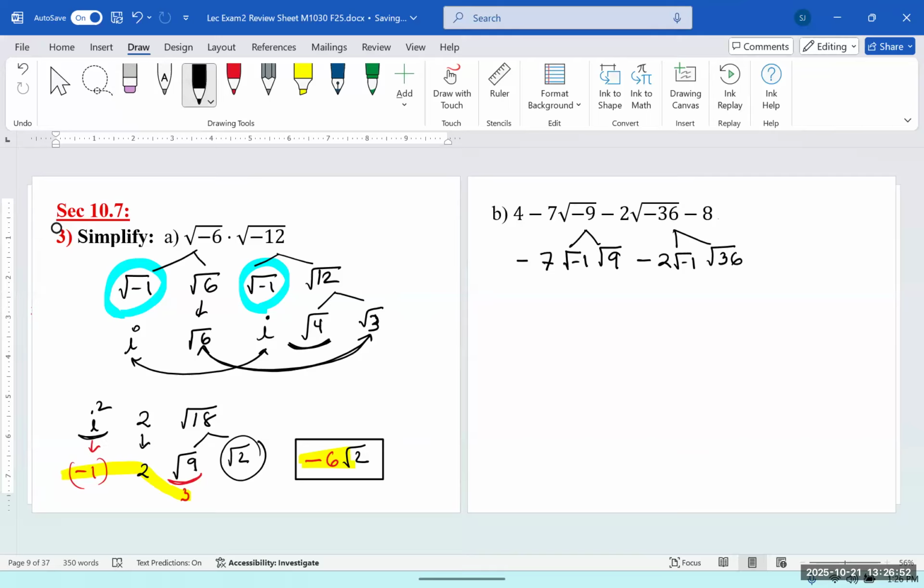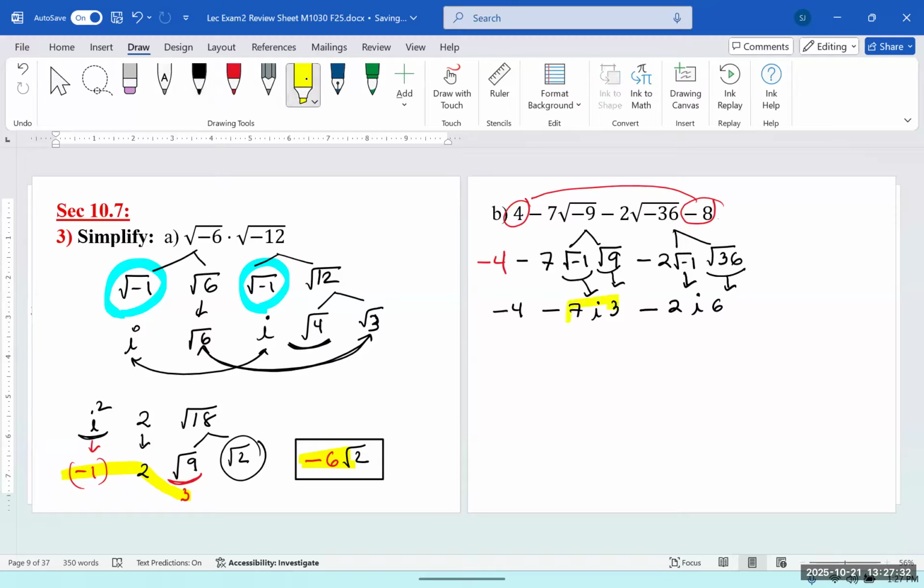Actually, we don't have to do -8. We can just do 4 minus 8. They're like terms, right? Which we didn't notice before. What is 4 minus 8? -4. So you can combine like terms, no problem. So we get -4 minus 7. What is square root of -1? I. And what is square root of 9? 3. Minus 2 times I. And what is square root of 36? 6.